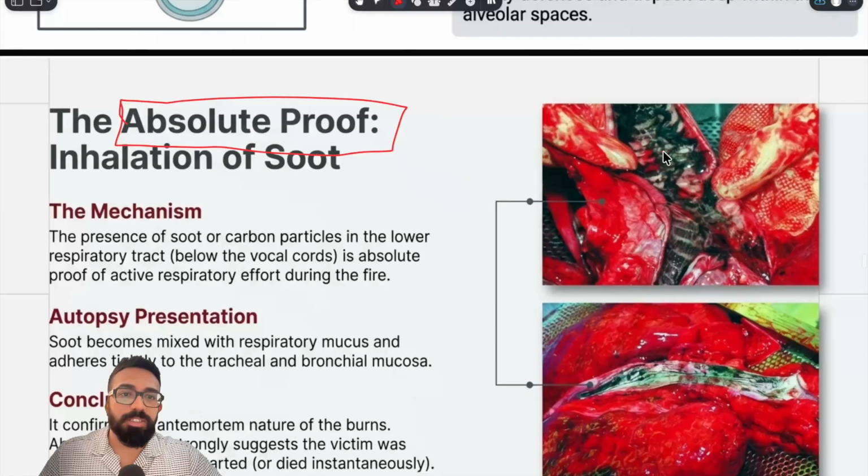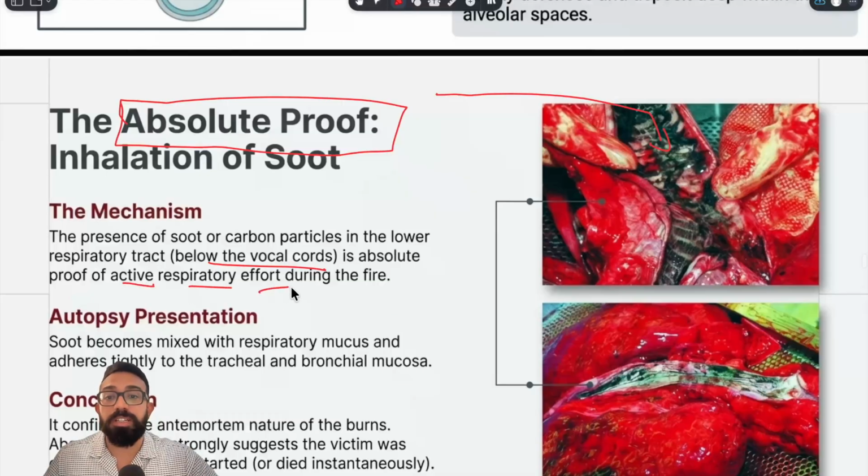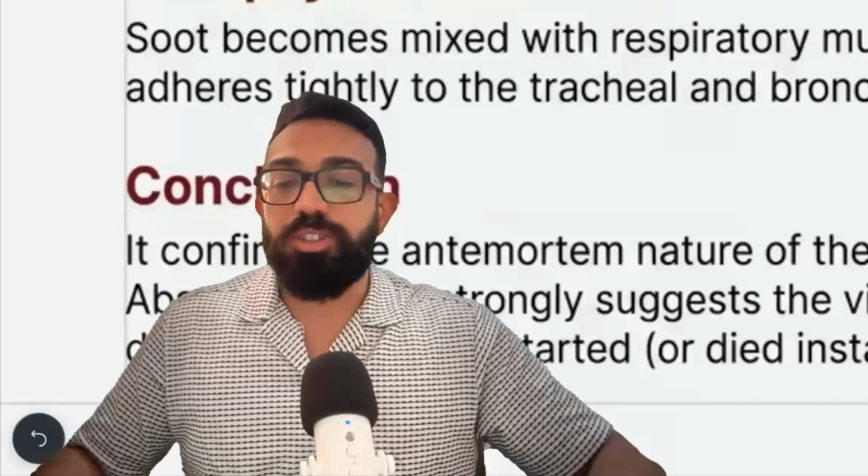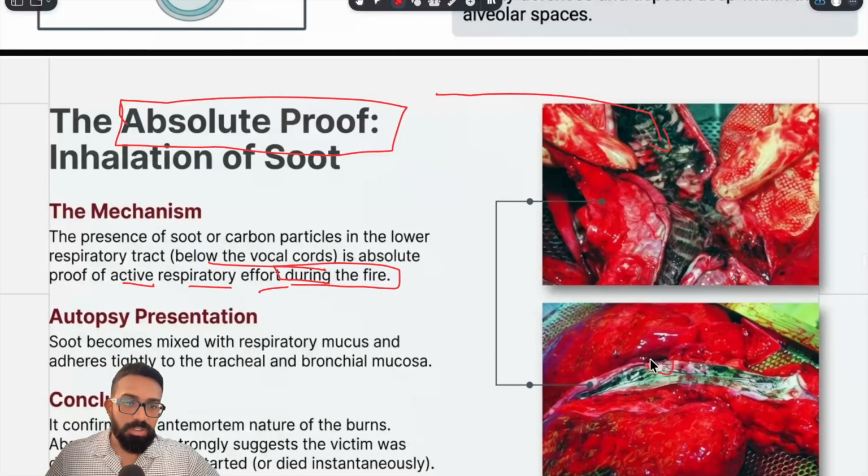Look at this image. These are soot particles. If the soot particles are present below the level of vocal cord, this is an absolute proof that there was active respiratory effort during fire. Okay, during fire. Over here also you can see the soot particles. These are the soot particles.